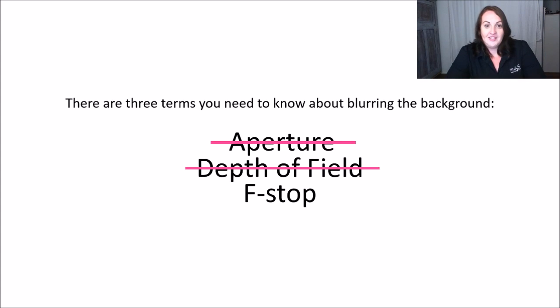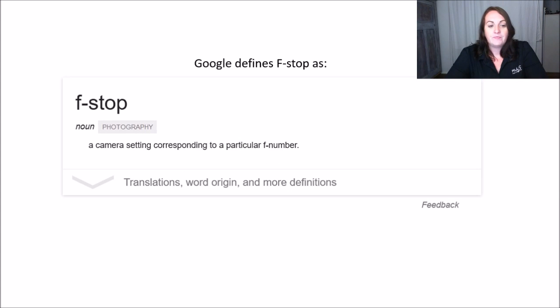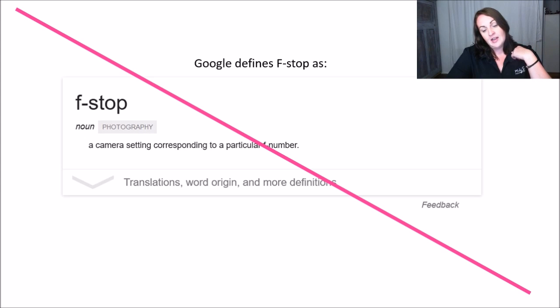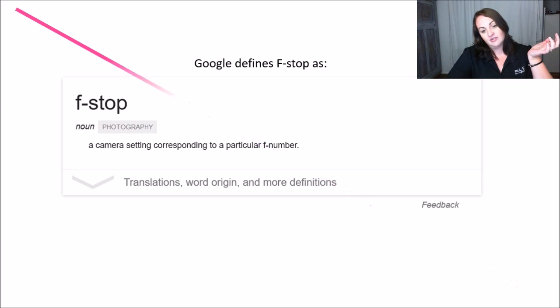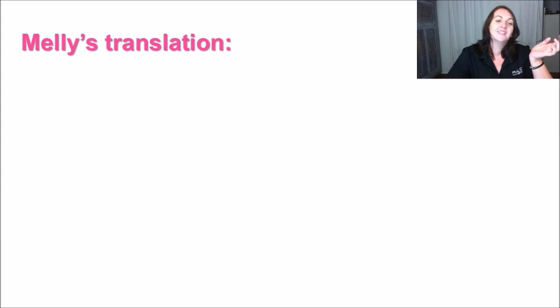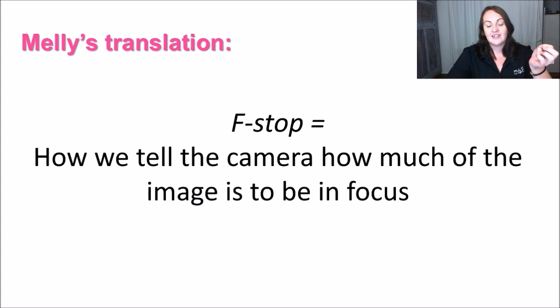Now, f-stop. This is where things get fun. Now, Google defines f-stop as a camera setting corresponding to a particular f-number. Now, I scrapped that, but when I thought about it, that is correct. So I'll take that scrap back. But to make it easier, f-stop is just how we tell the camera how much of the image is to be in focus. Or if you want to flip it on its head, we can say f-stop is how we tell the camera how much of the image is to be blurred.